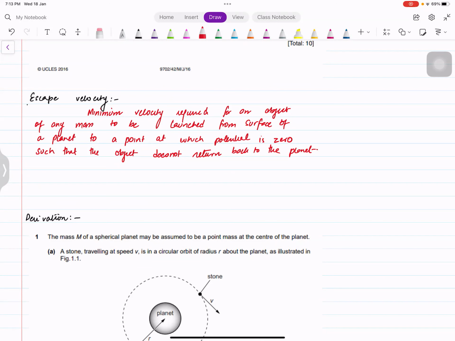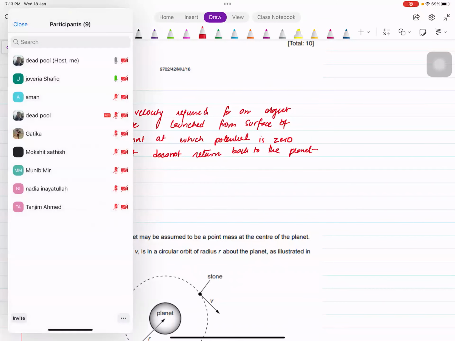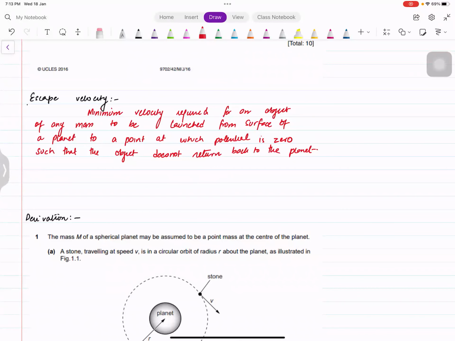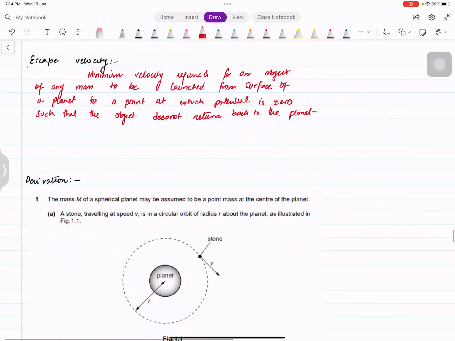Sir, I think I should be making a joke when it comes to the object does not return back to the planet. Yes, you could throw your brother out if you want. Oh my god, brother. Yeah, obviously. Yes, we are doing, thank you. We'll try to find out at what velocity you should throw him.